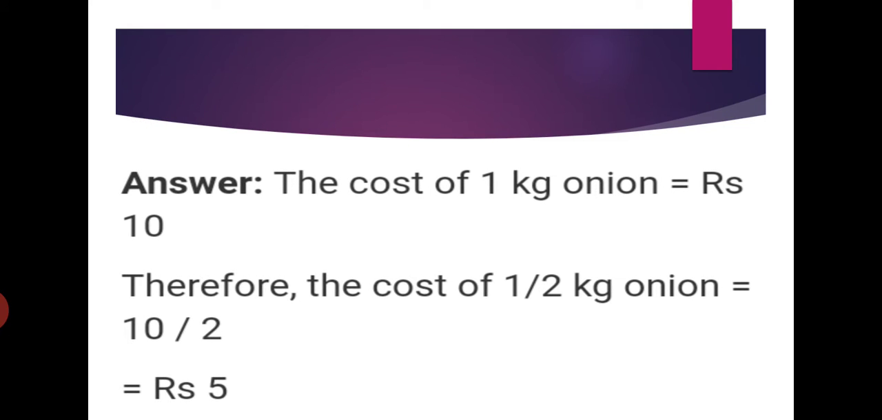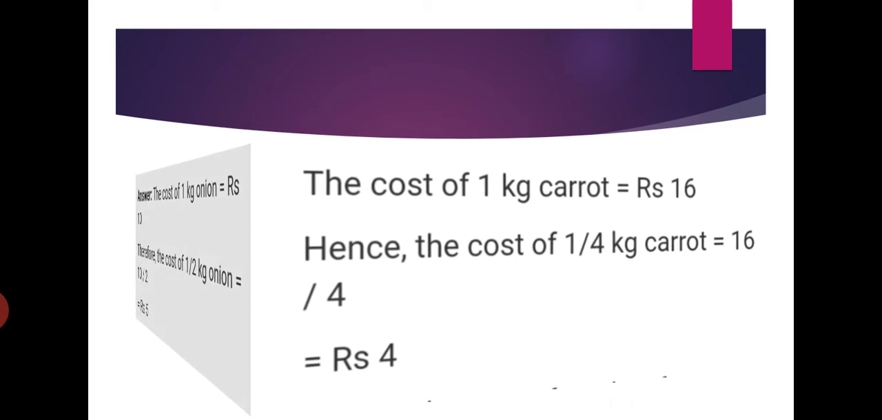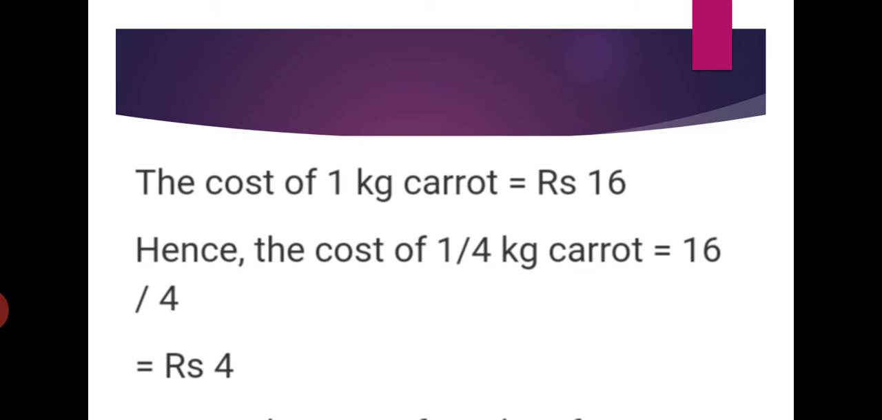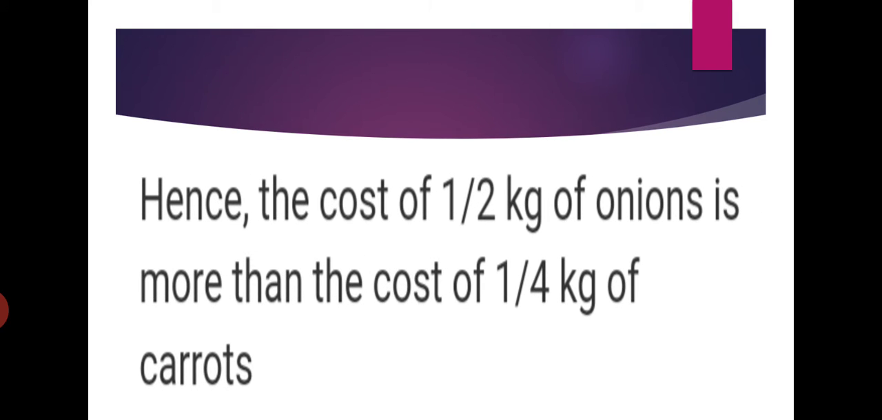So cost of 1 kg onion is equal to rupees 10. Therefore cost of half kg onion, 10 divided by 2, is equal to rupees 5. Now cost of 1 kg of carrot is equal to rupees 16. Hence the cost of 1/4 kg carrot is 16 divided by 4, that is equal to 4. So half kg onion is rupees 5 and 1/4 kg of carrot is rupees 4. So which costs more? Yes, half kg of onion costs more. Hence the cost of half kg of onions is more than the cost of 1/4 kg of carrots.